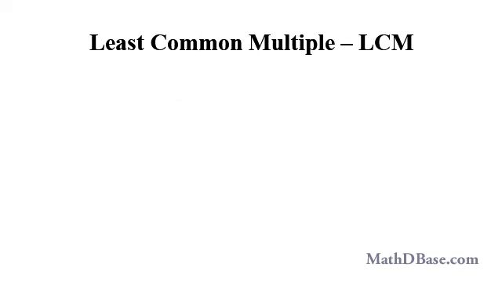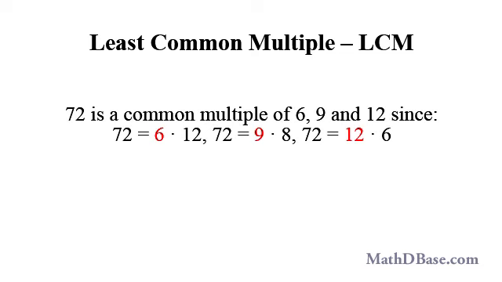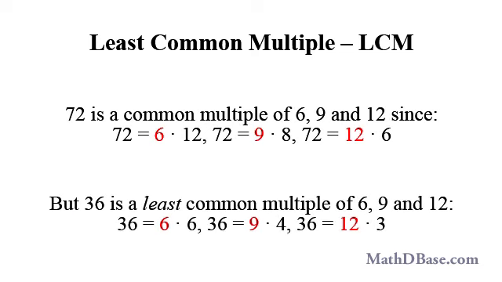The lowest or least common multiple, LCM, of two or more numbers is the smallest number that is a multiple of each number. For a thorough discussion of multiples, have a look at the prime and composite number series. 72 is a common multiple of 6, 9, and 12, but 36 is the smallest or lowest common multiple of these three numbers.